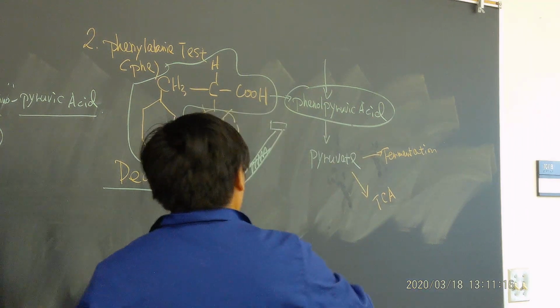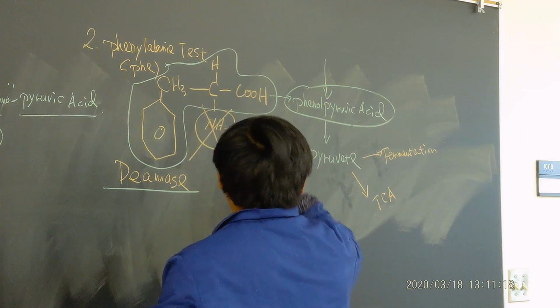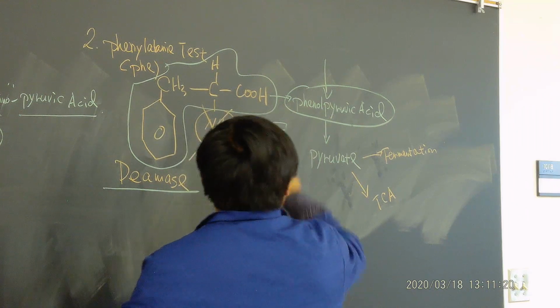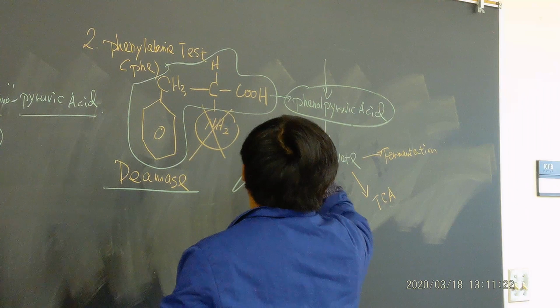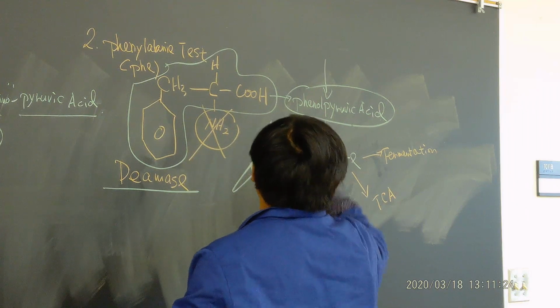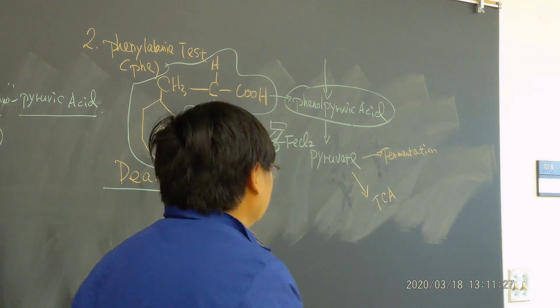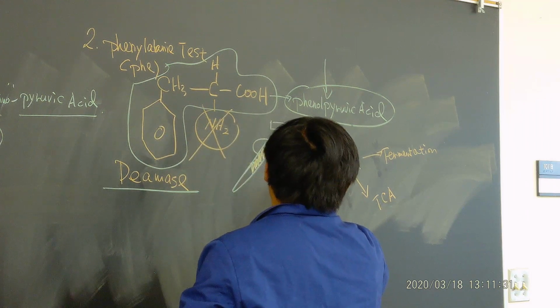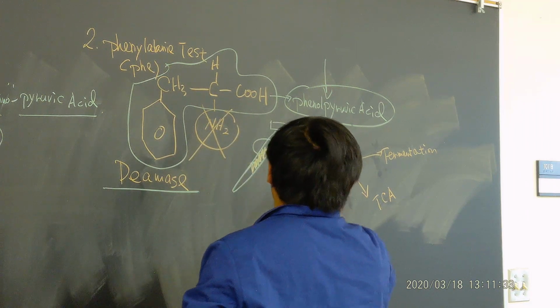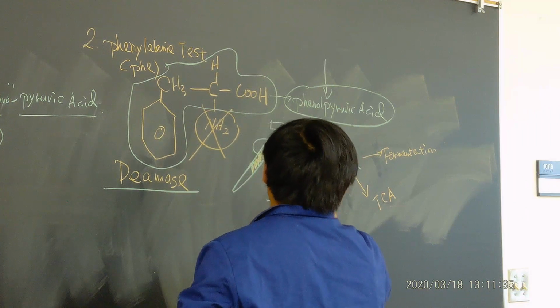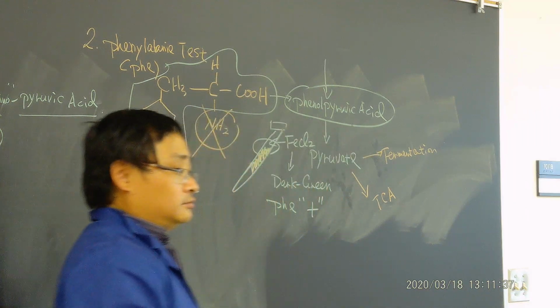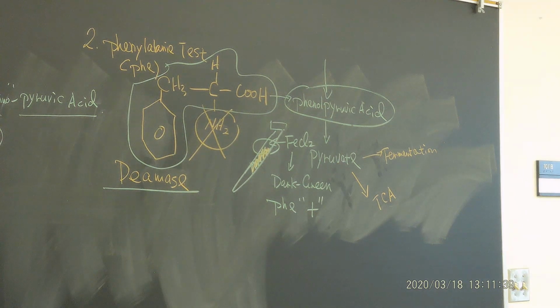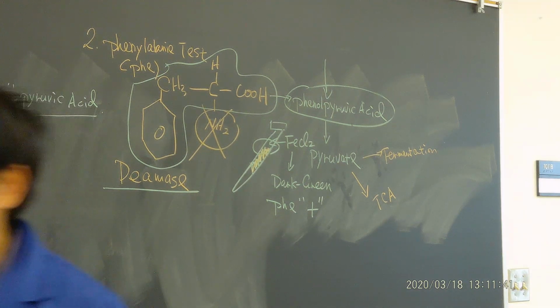What are we going to do? We will add in one drop of FeCl3, ferric chloride. If the ferric chloride turns a dark green color, it is phenylalanine test positive. Okay, so this is the second test. It's very easy. This is a very easy test.